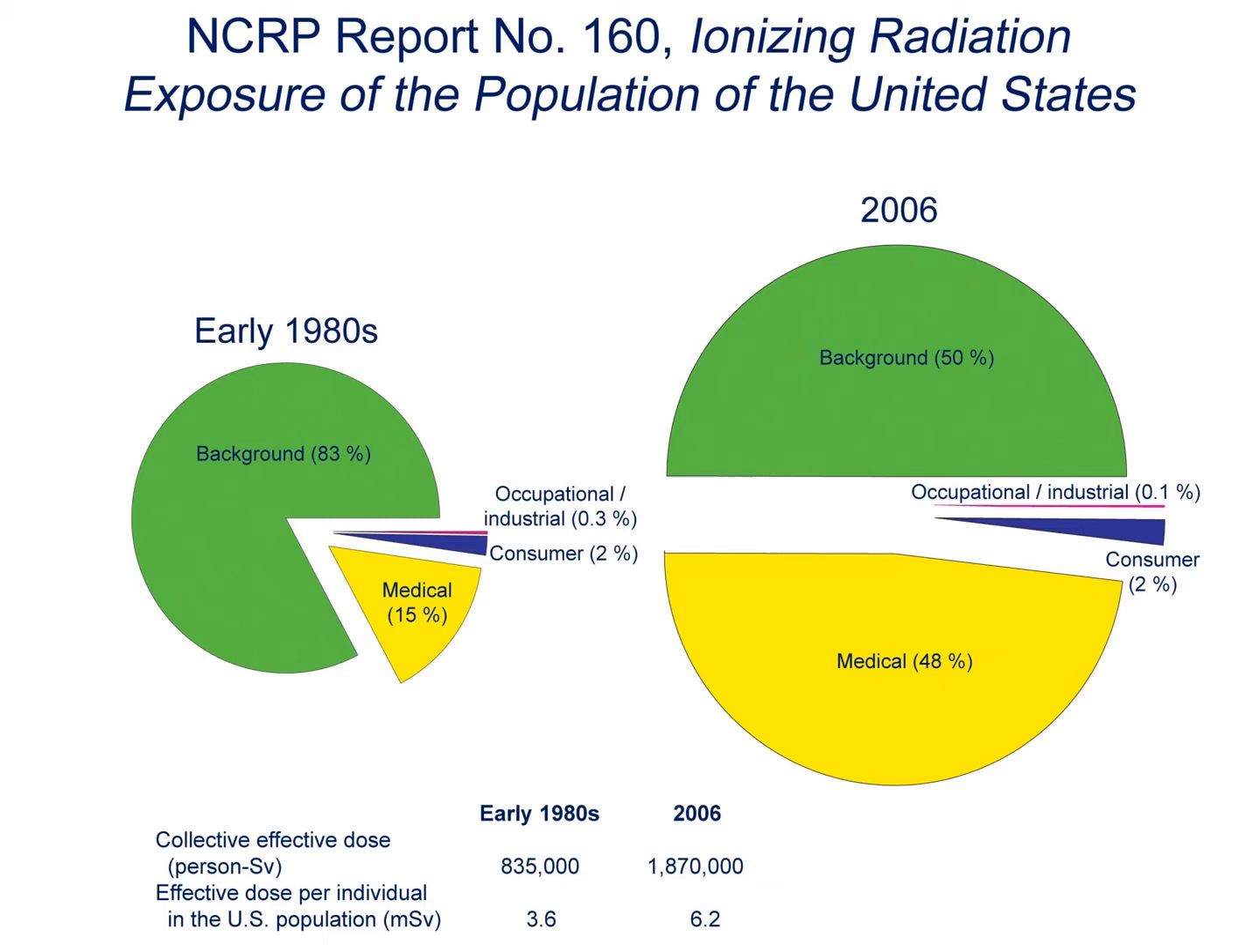But over time, as medical imaging has become more and more popular and more used, those numbers have changed dramatically. And you can see that in 2006, this had to be revised. Background radiation is now responsible for 50% of average dose, and medical imaging is responsible for 48%. So it's important that every time you decide to order an exam, you consider whether this is the best option.